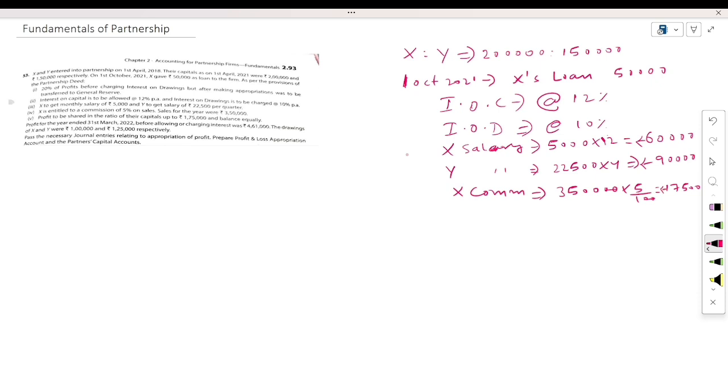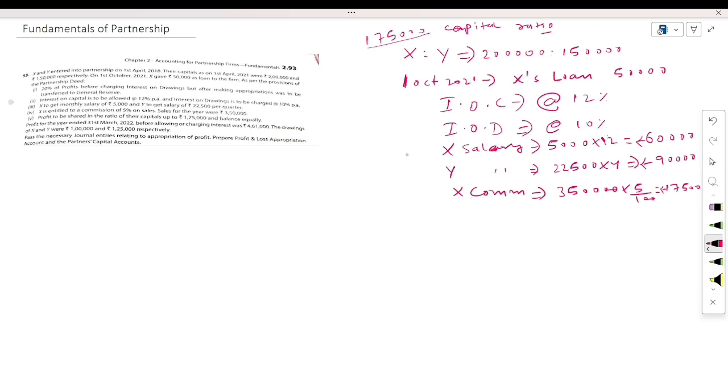Now, profit is to be shared in the ratio of their capitals up to 1,75,000. It means 1,75,000 of profit will be shared in their capital ratio. How will it be shared? In capital ratio. And the balance profit will be shared equally. Okay.